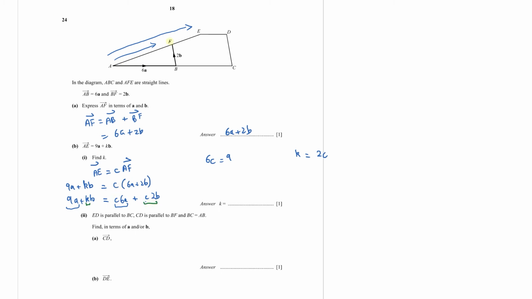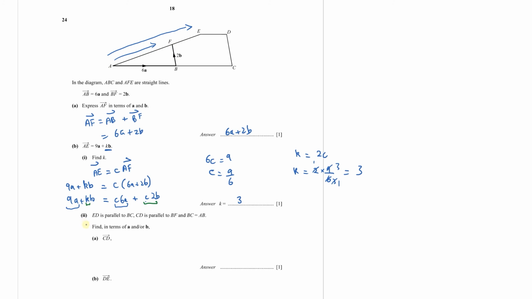Since these were on a straight line, I started with this equation where I represented vector AE in terms of AF, multiplying AF with some constant c. Now I can find the value of the constant by comparing the values of the vector a. So 6c and 9. So c would be 9 over 6. Then I can find k. k is 2 times c, which is 2 times 9 over 6, so k equals 3. And c is 9 over 6, so AE is 9 over 6 times AF.